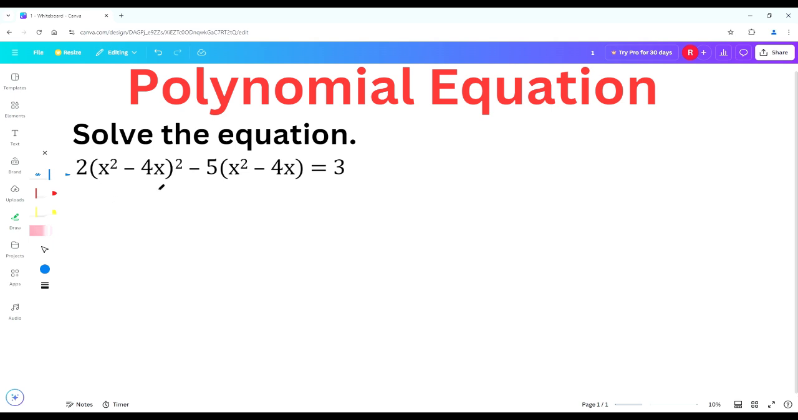Since the expression in the parentheses is the same and there is a square on one of them, we can solve this as a quadratic equation. We can do the substitution. Let y equals x squared minus 4x. We can replace x squared minus 4x by y. So we get... next, we should set this equation equal to 0. We should subtract 3 from both sides.